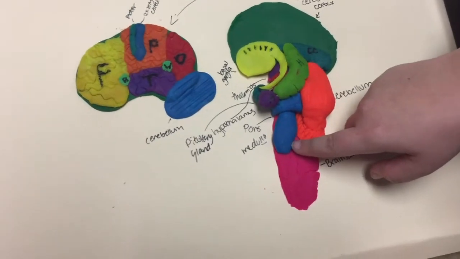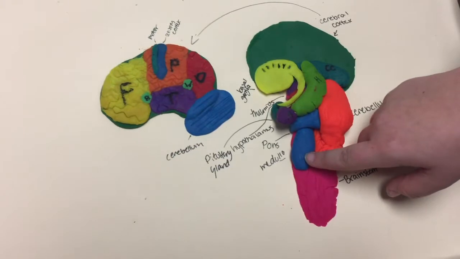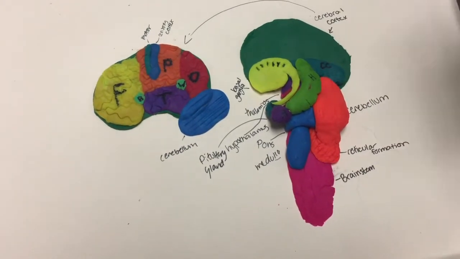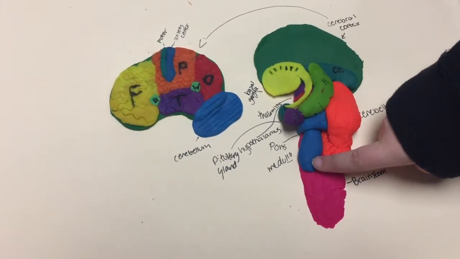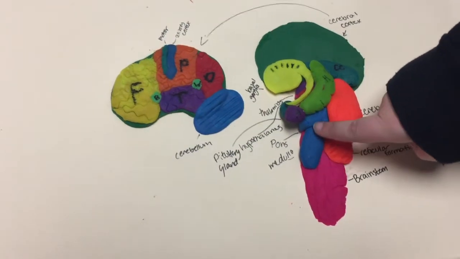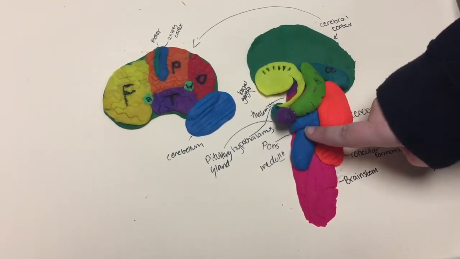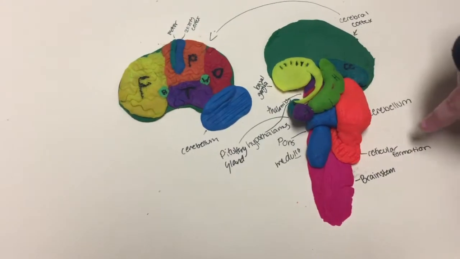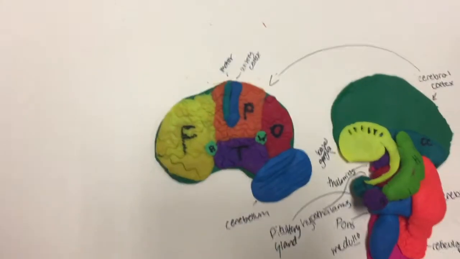Here in blue, we have the medulla, which works in controlling the heartbeat and the breathing. And then we have here the pons, which helps with sleeping and dreaming. All right, moving on to the cortexes. So here are the cortexes.